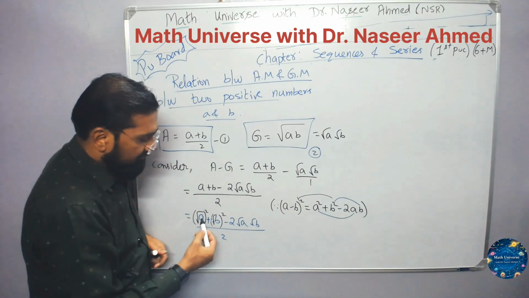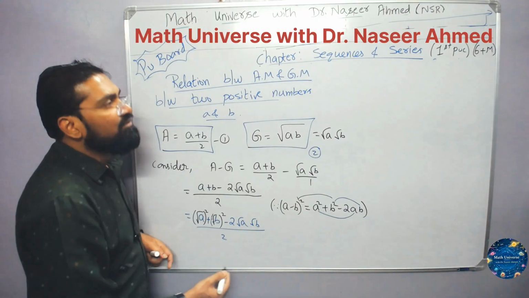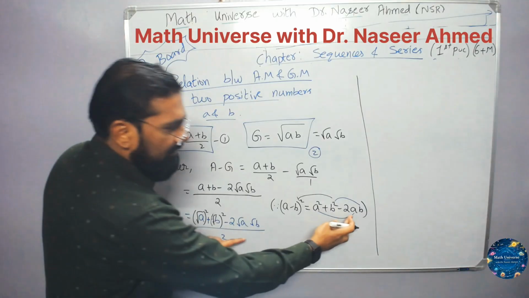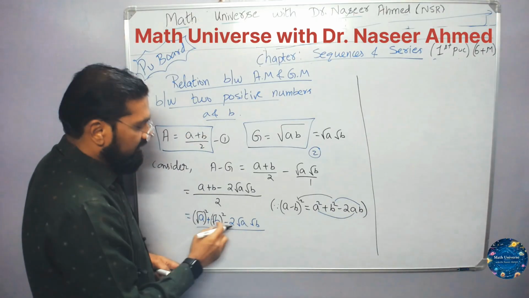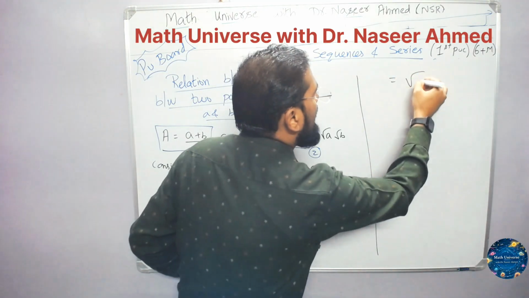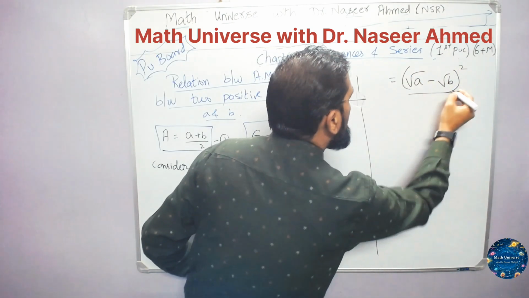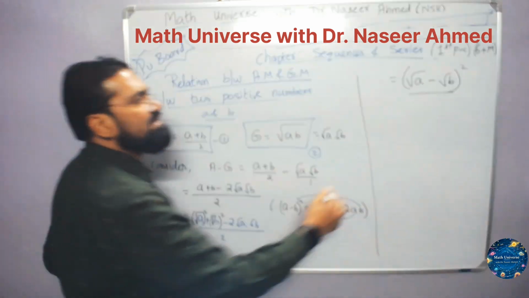So in place of A, we have root A. In place of B, we have root B. So we can rewrite this entire thing, and you can see AB is nothing but root A, root B. So the right hand side is root A minus root B the whole square divided by 2 as it is.